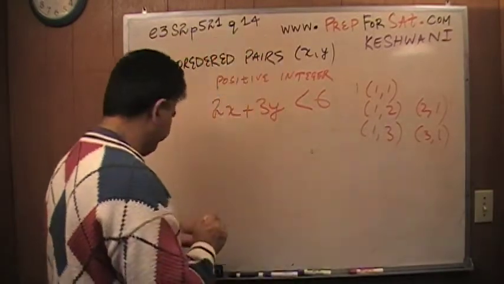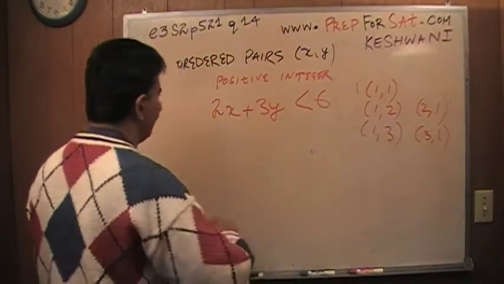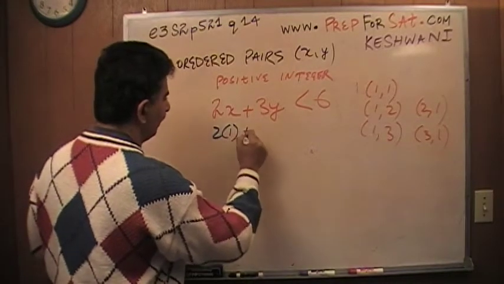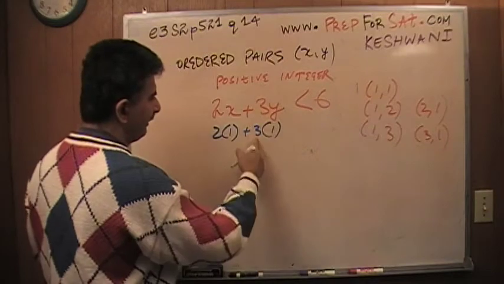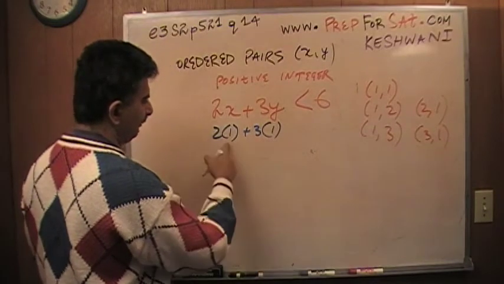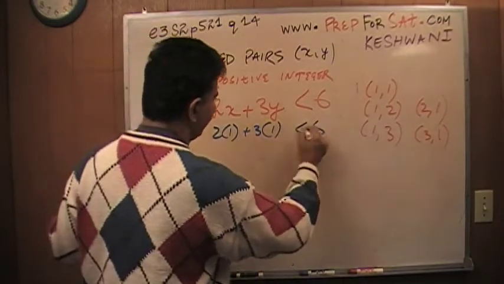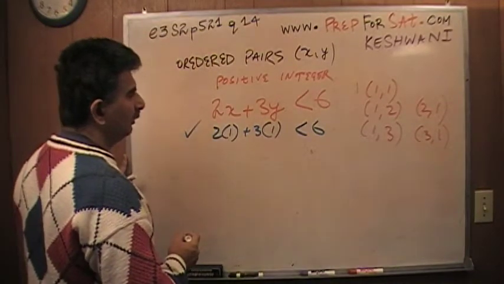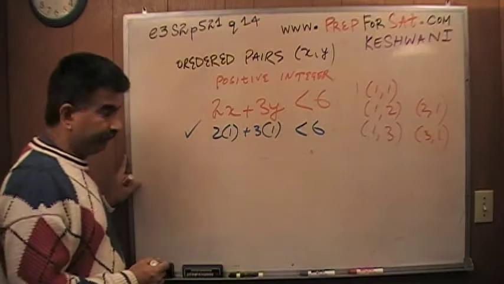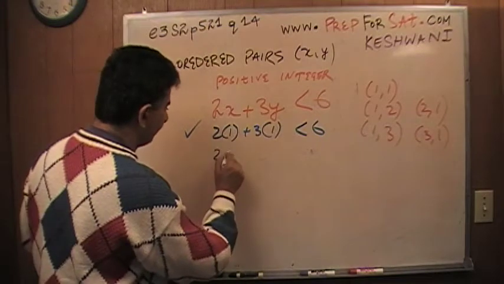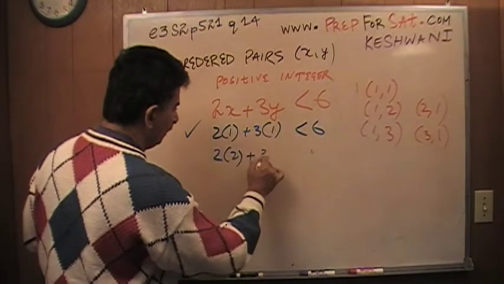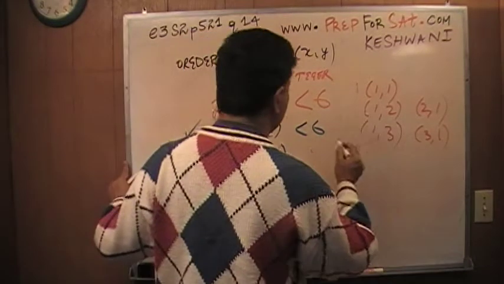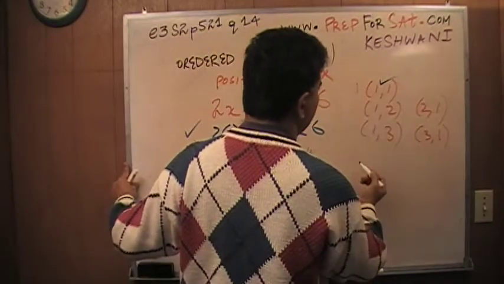Let's try 1, 1. If I put 1, 1, x is 1 and y is 1. 3 times 1 is 3 and plus 2 is 5, which is less than 6. This one works. What happens if I do 2, 1? Let's try 2, 1, which is x equal to 2 and y equals 1.